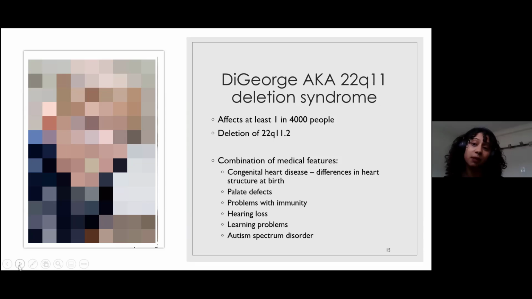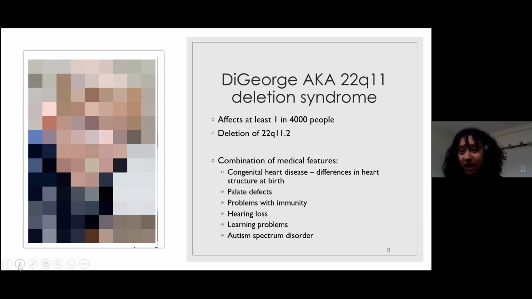So DiGeorge is actually probably the most common CNV that affects people that's disease causing. It affects at least 1 in 4,000 people. It's a deletion of 22q11.2, that band, and I'll show you on the next slide what that looks like. And it has a combination of medical features. Now, DiGeorge is quite complicated. It can cause lots and lots of different types of medical issues in different people, and it affects different people in different ways. So this list here is definitely not comprehensive, but it's a little bit of a flavor of what you might see.